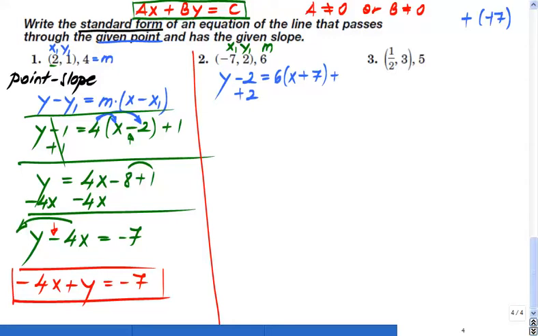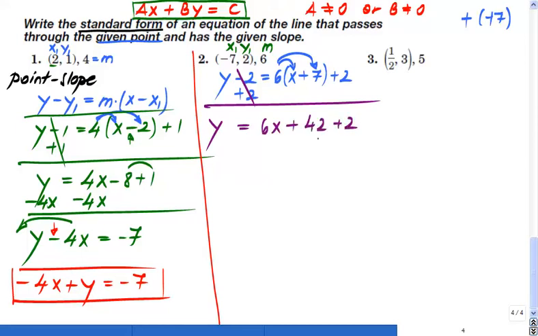Take that 2 away from here by adding 2 to both sides and multiply that 6 to everything inside your parentheses. Your equation will be y minus 2 plus 2 goes away. y equals 6 times x, 6x, 6 times 7, plus 42, plus 2. Take that 6x away, minus 6x, minus 6x. 42 plus 2 is 44.